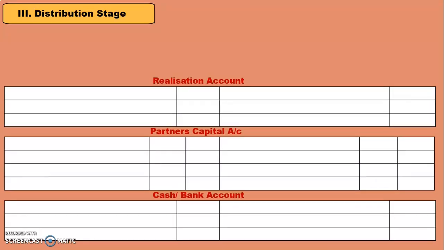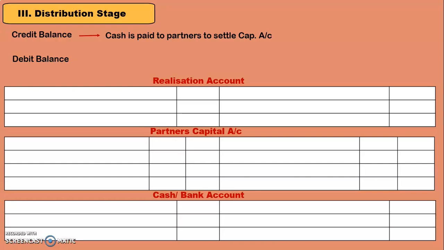After this, we move on to the partner's capital account. We balance the partner's capital account. If the partner's capital account shows a credit balance, that means the credit side of that respective partner is greater, then cash is paid to the partner to settle this capital account. And if partner's capital account shows a debit balance, that is the debit side is greater, then partners have to bring in cash to settle the accounts.